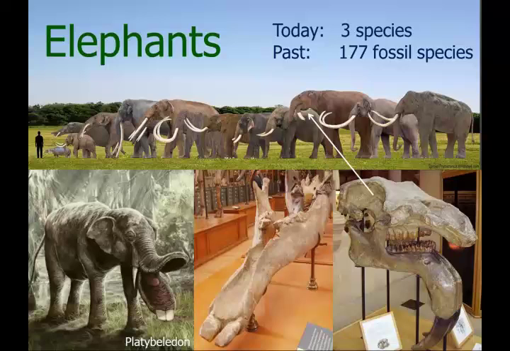So when you think of elephants and you think of cats and you think of dogs, you're actually only thinking of a tiny, tiny bit of the variation of life that's been on Earth. Not necessarily alive today, but at some point on Earth, there's been 177, and that's just the ones we know about. That number will surely go up.